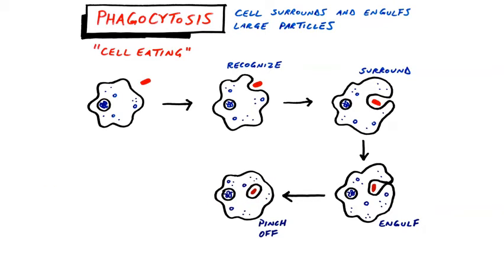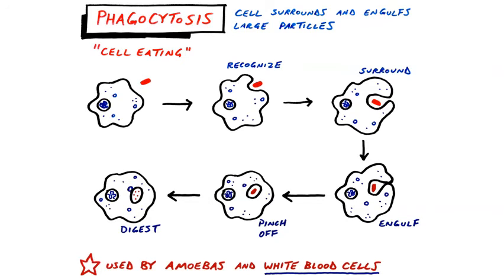Now normally that could be the end, but we could take it a step further and say that that particle will then be digested and the energy or the other parts of it could be used by something in the cell. Some examples of things that use this: amoebas, which are a single-celled organism. We actually have them on our teeth, and the white blood cells that patrol our body looking for invaders such as virus and bacteria.